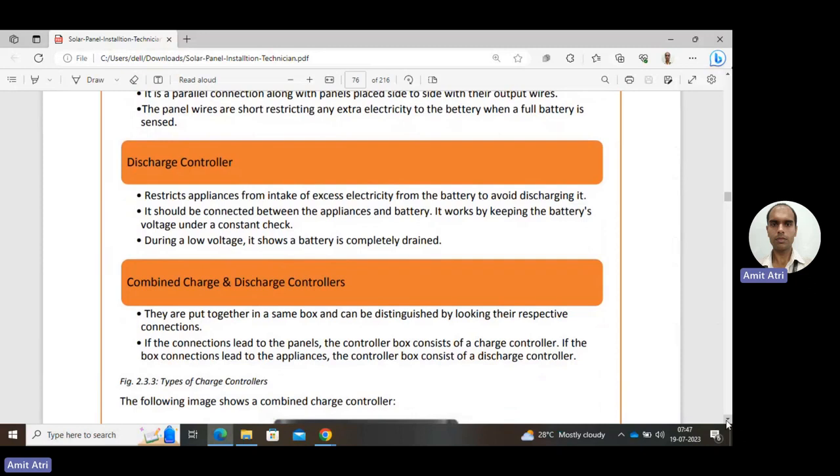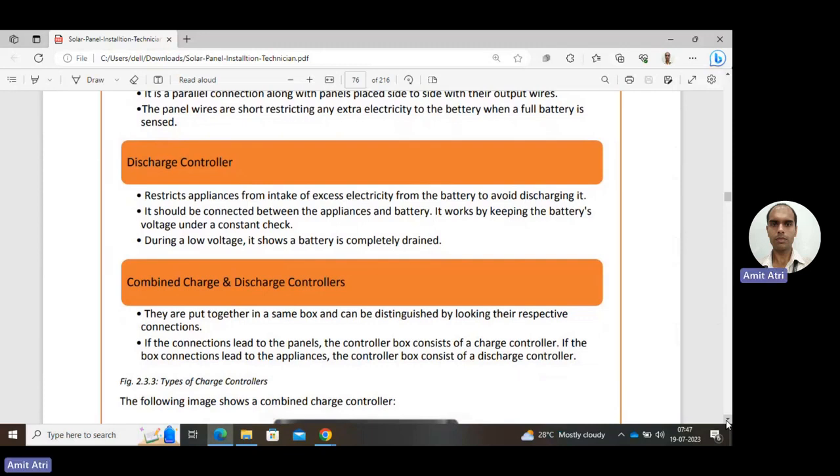Next is the discharge controller. This restricts appliances from drawing excess electricity from the battery to avoid discharging it, because discharging is also done up to a limit. Above that, the life of the battery decreases. So total discharging of a battery is avoided by using this discharge controller. It should be connected between the appliance and the battery.